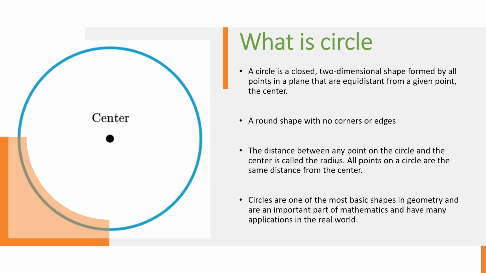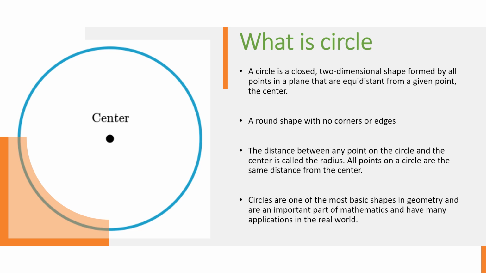Look at the shape here. It's a round shape with no corners and no edges. Okay, it has no corners, it has no edges, it has no opening. It's a closed shape with no corners or edges. That's one definition. Let's go for another definition.